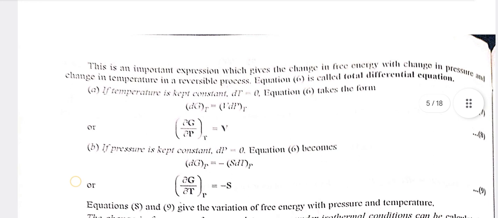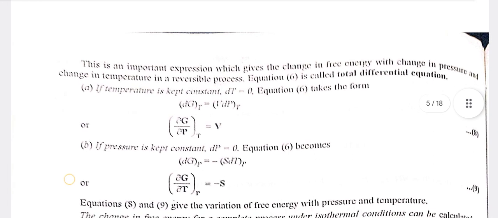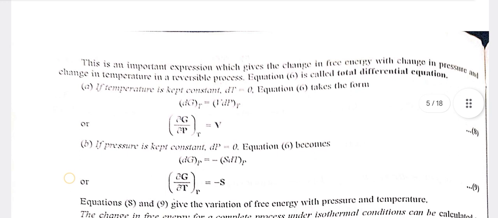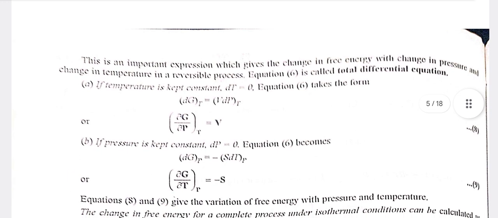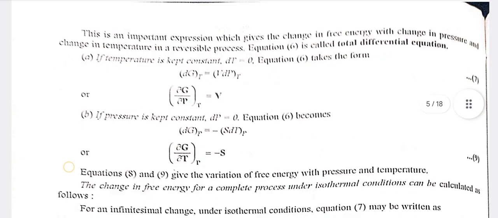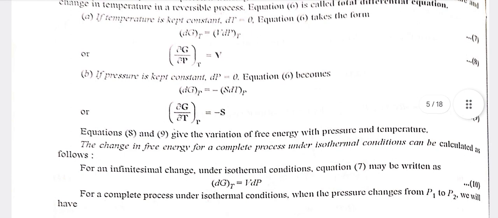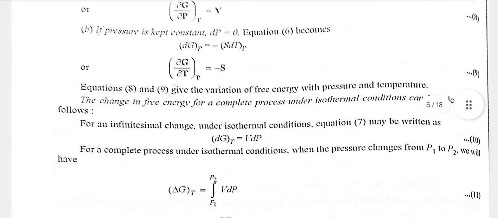This is an important expression which gives the change in free energy with change in pressure and change in temperature in a reversible process. Equation 6 is called the total differential equation. If temperature is kept constant, dT equals 0, equation 6 takes the form dG is equal to VdP, del G by del P equal to V. If pressure is kept constant, dP equals 0, equation 6 becomes dG is equal to minus SdT. Equations 8 and 9 give the variation of free energy with pressure and temperature.